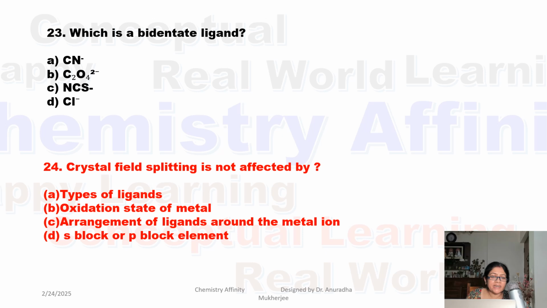Which is a bidentate ligand? Oxalate will be the bidentate ligand. So this is oxalate. All others are monodentate ligands.